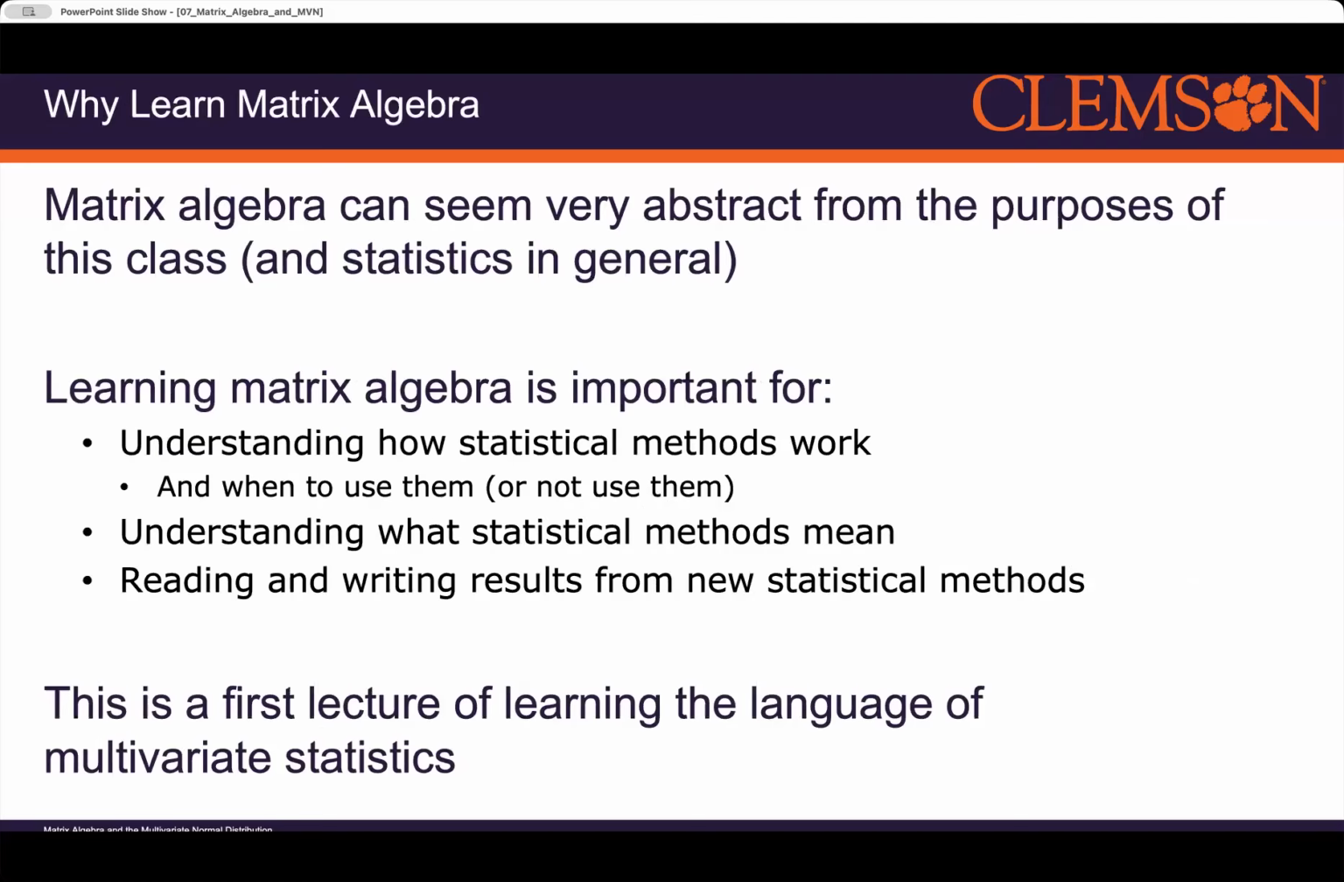And so why do we want to learn it again? Apart from being able to try to understand how things are working, it's very abstract. And in general, you're thinking, why do I need to take this in addition to statistics? I'd say that learning matrix algebra is important for understanding how statistical methods work. And when you learn that, you learn when to use them, when not to use them. It's also good for understanding what statistical methods mean and good for reading and writing results from new statistical methods.